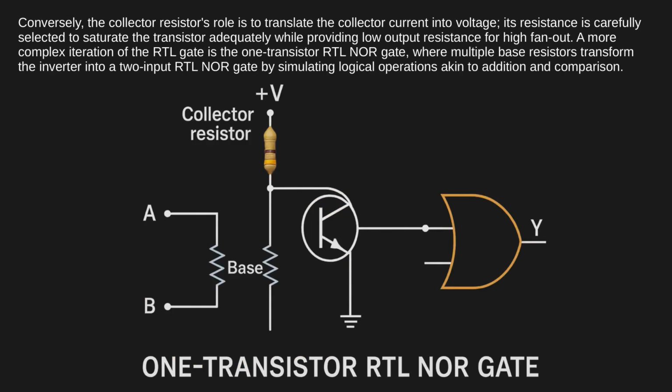Conversely, the collector resistor's role is to translate the collector current into voltage. Its resistance is carefully selected to saturate the transistor adequately while providing low output resistance for high fan-out.